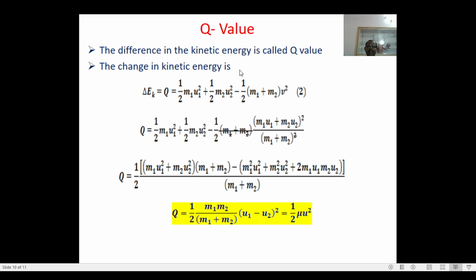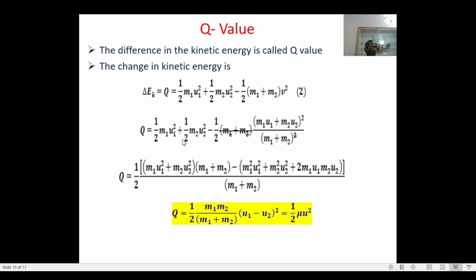The change in kinetic energy, delta EK, is equal to the Q value, which is equal to total initial kinetic energy minus total final kinetic energy: half m1 u1 square for particle 1 plus half m2 u2 square for particle 2, minus half into m1 plus m2 into v square. This is for the single clinged ball, the stuck ball. Now let us see equation number 2.